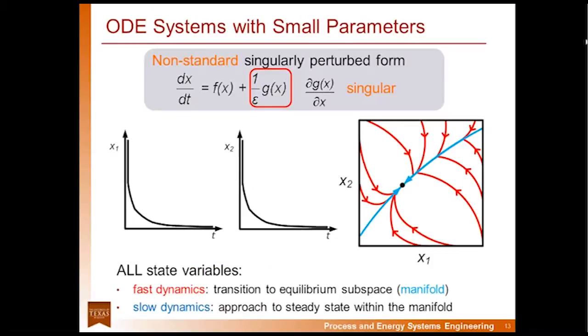Our model is in non-standard singularly perturbed form. And in this case, all the state variables will exhibit a fast transient, which is shown in red in the phase portrait, followed by a slow approach to steady state. And this is obvious in the phase portrait, where we see this fast transient that approaches an equilibrium subspace. And once the states are within the equilibrium subspace, they evolve slowly towards the final steady state.